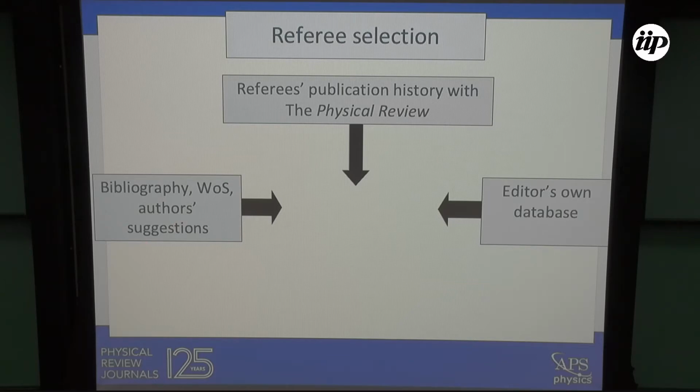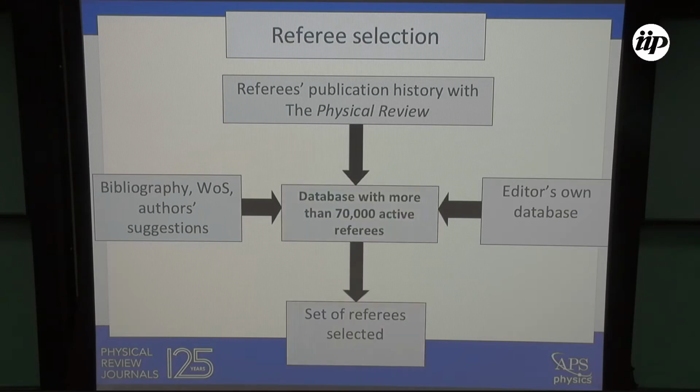And then, of course, we have our own database. We all go to conferences. We kind of know the players. So sometimes you get a paper and you know exactly who you're going to send it to, if that person is available. So all of that together with the database of the 70,000 active referees, we select a set of them to review your paper.